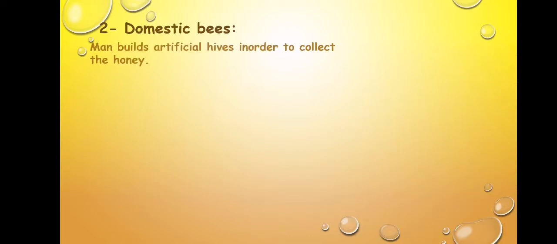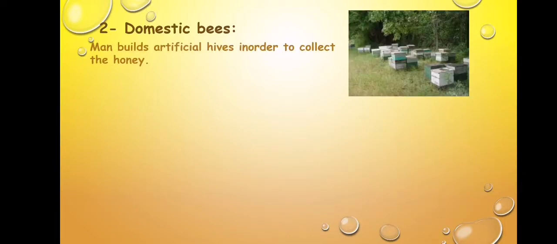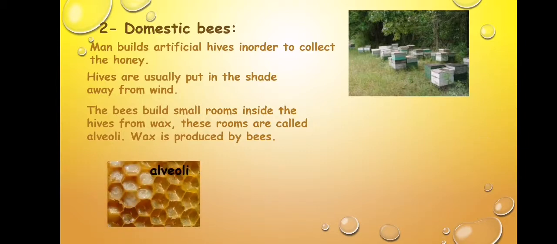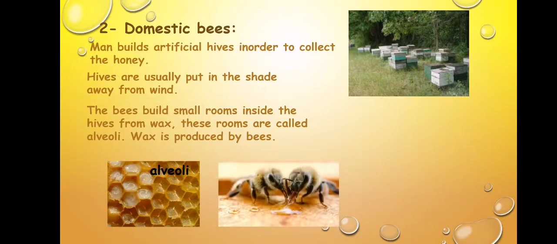Domestic bees: man builds artificial hives in order to collect the honey. So these hives are built by man. Hives are usually put in the shade, away from wind. The bees build small rooms inside the hives from wax. These rooms are called alveoli. These are the alveoli. Wax is produced by bees. This is the wax.